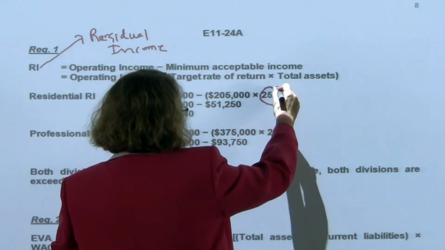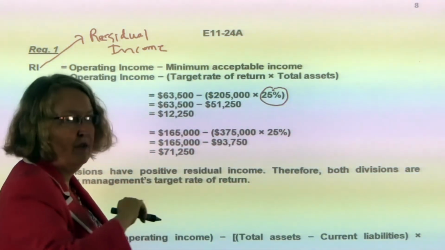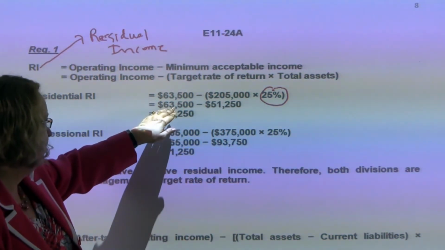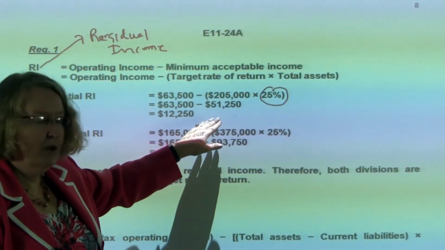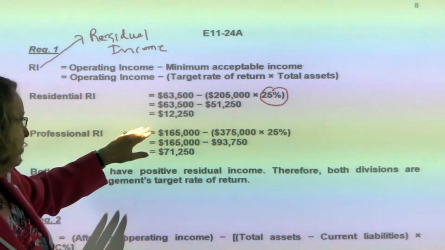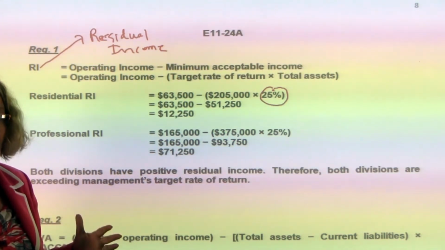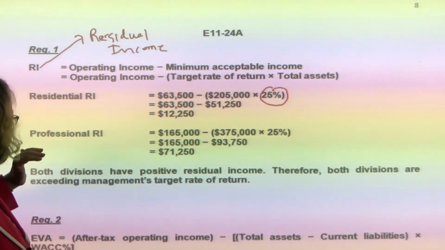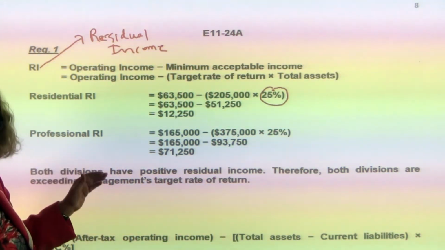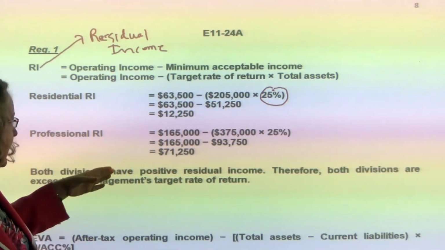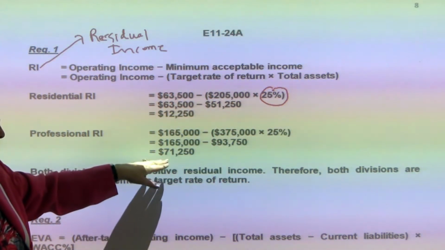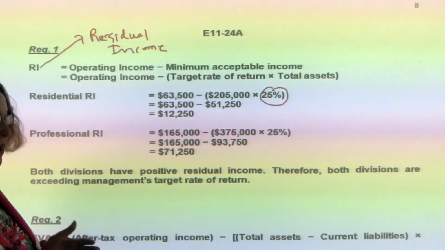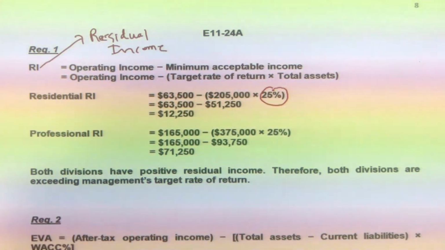You're given this in the problem, the 25. They want a 25% return on their investments, on their assets. So you subtract the two, the actual operating income less the return they require, and you can see here that you have residual income or additional income over and above what they require of $12,250. You do the same calculation for the professional division for residual income, and you can see that they have $71,250, quite a substantial amount of money over and above what is required for that company.